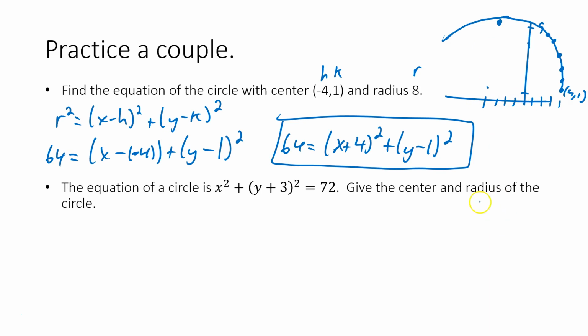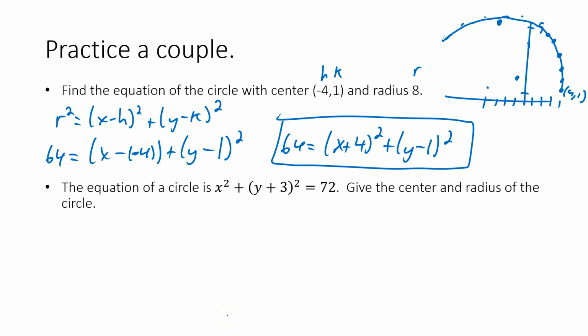Let's try negative 4, 9. Negative 4 plus 4 is 0. 9 minus 1 is 8, squared is 64. Any point on the outside of this circle will work. No other point will. If you try negative 1, 2 and plug that in here, it's not going to make it work. Only the x, y pairs on the outside of the circle will make that equation work.